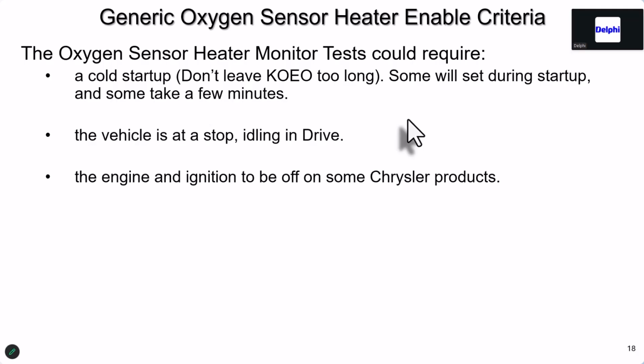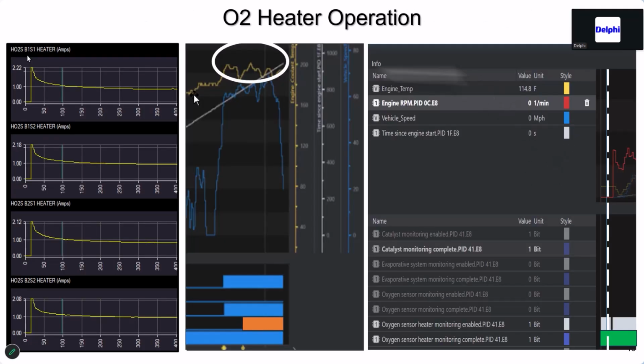An engine ignition to be off on some Chryslers, as Chrysler did for a lot of years. They would test with the key off. And if you had an aftermarket scan tool, you didn't know what was going on. If you had a factory scan tool, you could hear it beeping at you, telling the O2 heater test was being done. So let's walk through this on the next one.